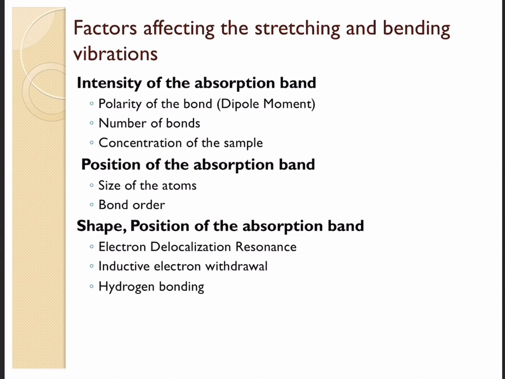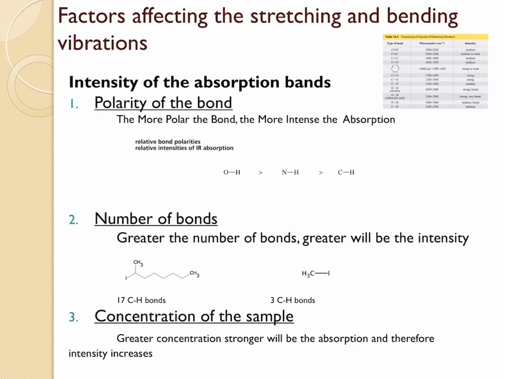And the position of the absorption bands is going to depend on the size of the atoms and the bond order, which is basically the number of bonds between the two atoms. And both the shape and the position of the absorption band are going to be affected by electron delocalization by resonance, inductive electron withdrawal, and also hydrogen bonding. Let's take a look into each one of these in detail.